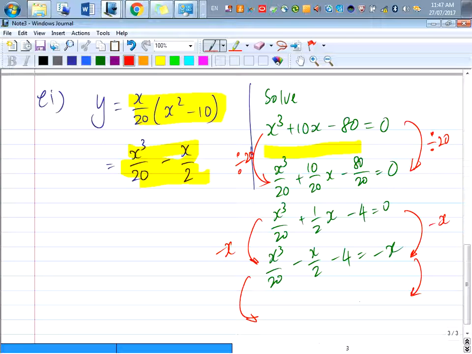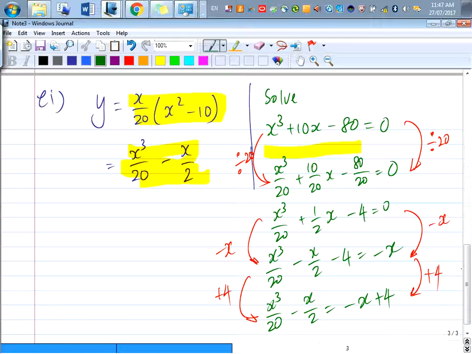Do you see that this region is starting to look like the yellow color part? So in order to finish up, I need to plus 4 on both sides. And I will arrive at x cubed minus 20x over 20 minus x over 2 equals negative x plus 4. Now they are the same.